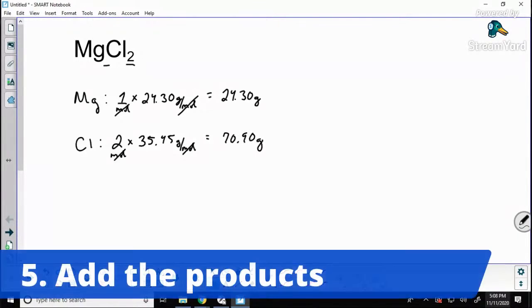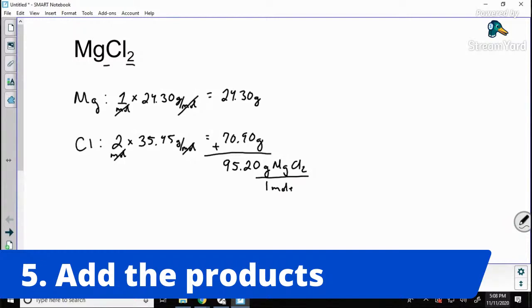So now that I've multiplied, I would need to add those products together. So when I add the 24.3 plus the 70.90, I get 95.20, and that would be grams of magnesium chloride, my compound. And again, because this is done in terms of grams, that would be per 1 mole of magnesium chloride. So this would be the molar mass of magnesium chloride.